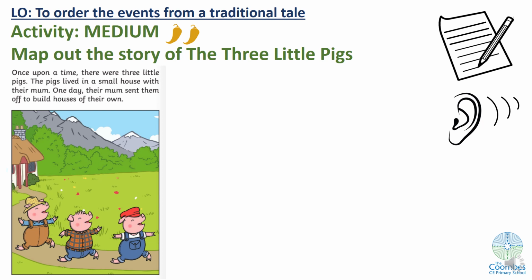So with the medium activity, we're wanting to get a little bit more detail in. So we're going to be doing a text map more similar to what we did for the Little Red Riding Hood story. So every word, well, most words are going to be a picture of their own, so we can try and remember all the detail.